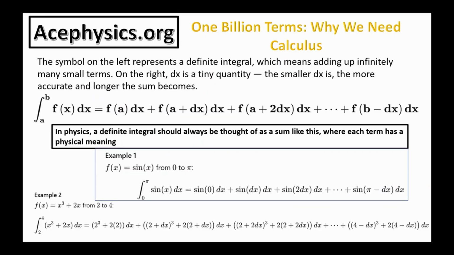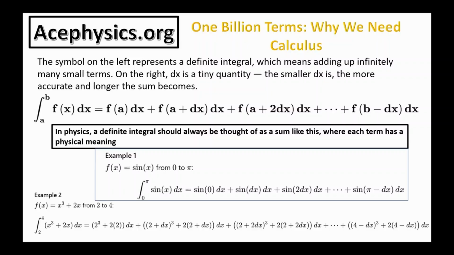Before diving into the moment of inertia, let's talk about the fundamental theorem of calculus and how to interpret the definite integral in physics. This symbol on the left represents a definite integral. When you see this integral symbol with bounds at top and bottom, think of it as a sum. It's adding up infinitely many tiny contributions. The dx on the right stands for a very small number, sometimes called an infinitesimal. It's helpful to think of it as a finite number, like 0.001, although it's much smaller than that.